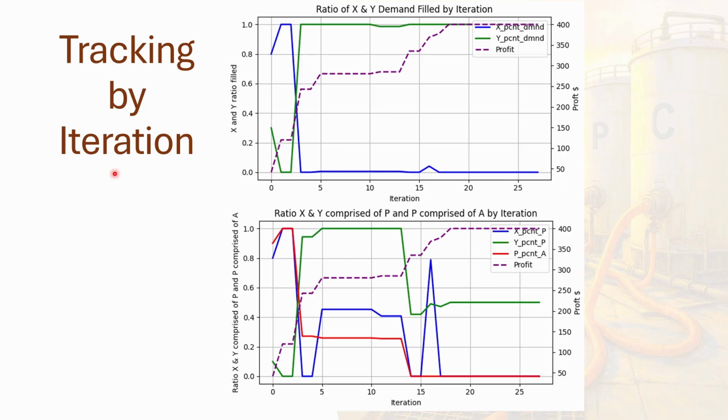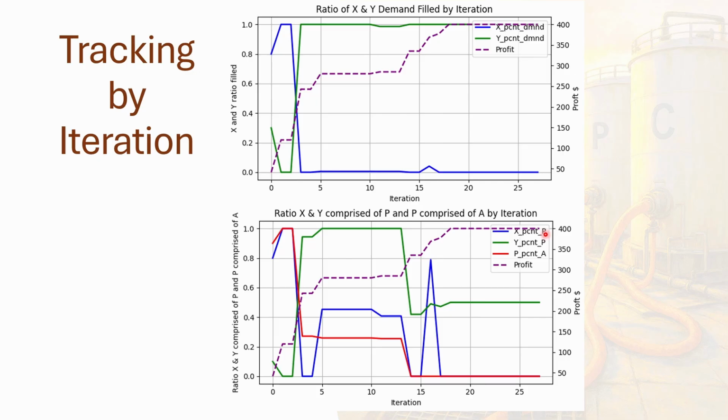Okay, let's see what that looks like through the iterations now. So in the first graph here, the top one, we have our percent fill of X and Y. As you can see, the PSO actually started with filling X, but then it must have found a new global best and decided to start filling Y, as you can see here around iteration 3 or so. The dashed line is the profit, and then we have 3 other variables we're looking for.